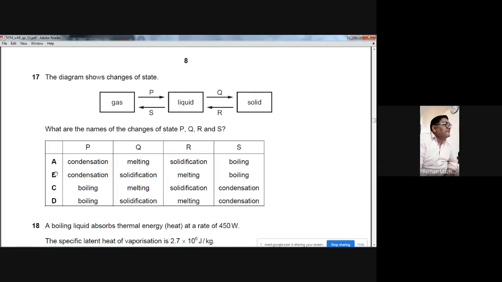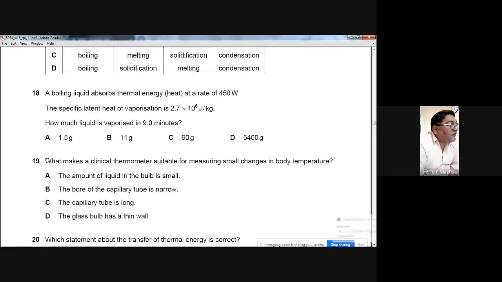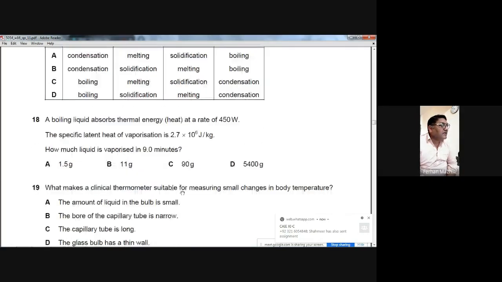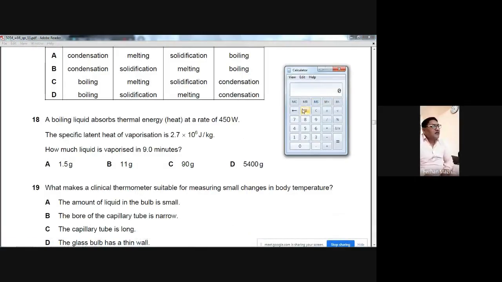Question number 18. A boiling liquid absorbs thermal energy at a rate of 450 watts. The specific latent heat of vaporization is 2.7 times 10 to the power 6 joules per kg. How much liquid is vaporized in 9 minutes? First of all, the power is given, 450. I will find out how much energy is given. The heat given by the thermal source is power multiplied by time. You get the amount of heat.